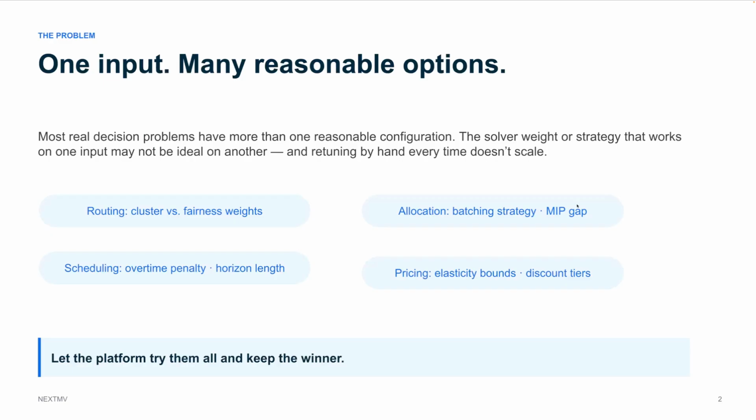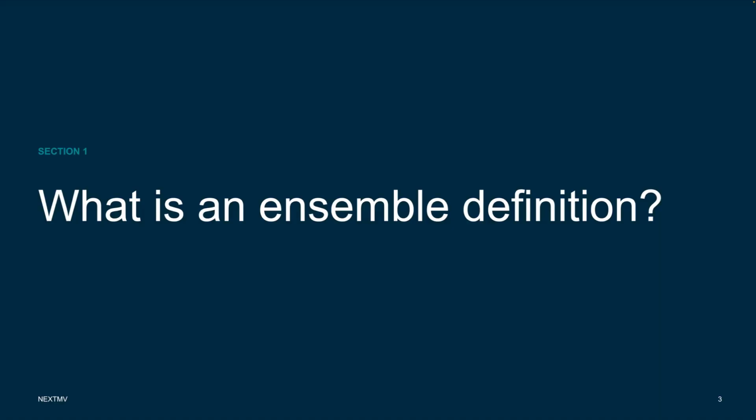So most real decision problems have more than one reasonable configuration. A solver weight that works on one input isn't always ideal on another. And whether it's routing, allocation, or another use case, the pattern is the same. So there's a set of knobs. Each setting is a reasonable trade-off. And retuning it by hand every time just doesn't scale. So the idea here is to let the platform try them all and keep the winner based on a set of rules. So let's define what we mean here in more detail.